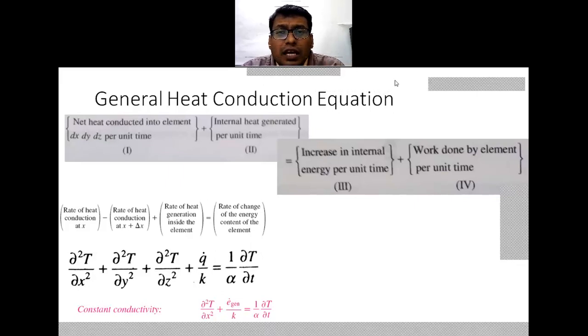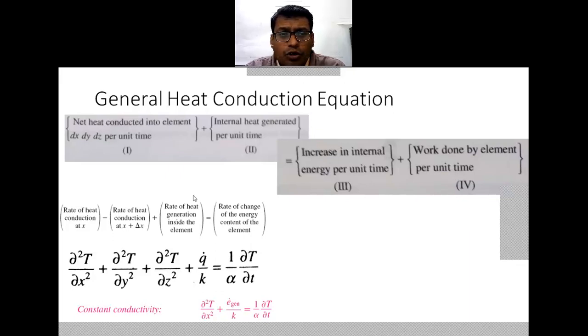This is the amount of heat within the system. It is also called the rate of change of internal energy of the differential element. That is nothing but the increase in internal energy, that means the rate of change of internal energy. And the remaining term is the work done by the element per unit time. So all these are the four terms which can be taken into account for general heat conduction.